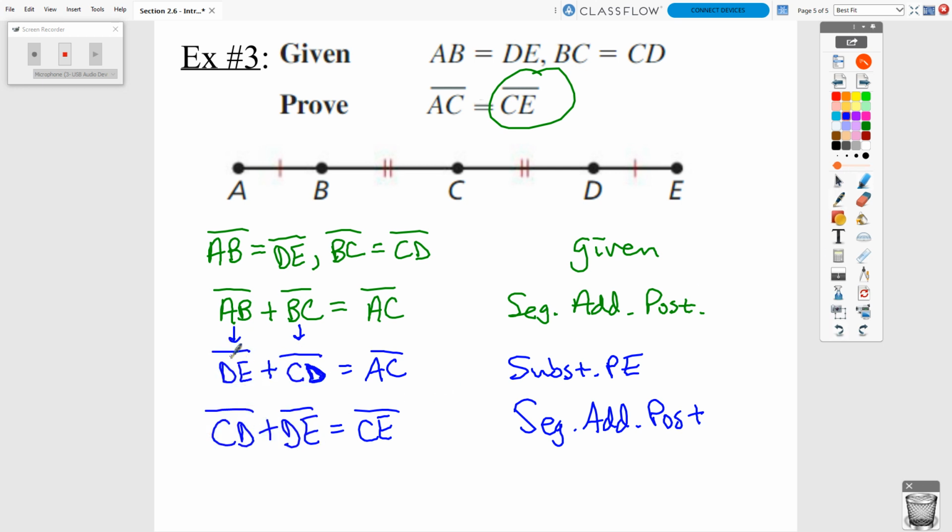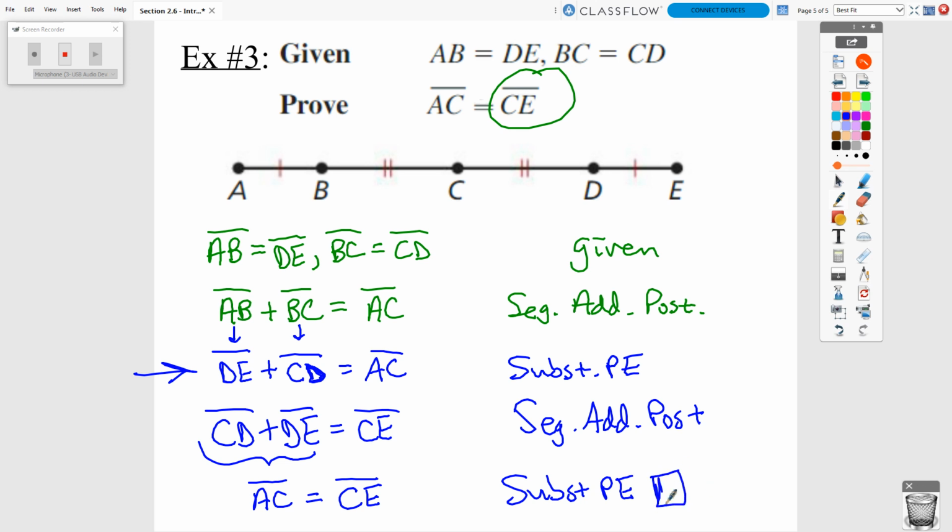So here's what I'm going to do. Instead of writing CD plus DE, what else do I know that CD plus DE is equivalent to according to the previous line? It's equivalent to segment AC. So I'm going to substitute out, based on this equation up here, that this is nothing more than AC. And then I'm going to leave the CE, I'm just going to bring it down from that line. And so again, I use the substitution property of equality. And I have proven what I've been asked to prove up here.